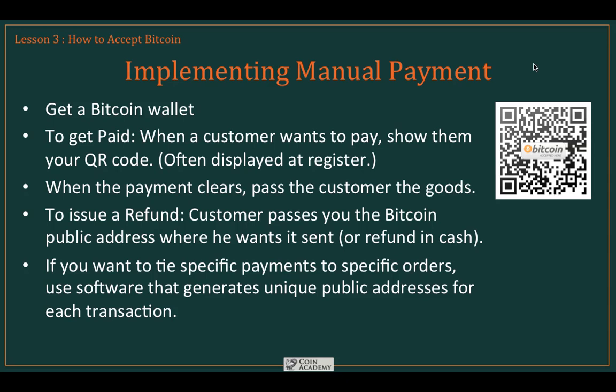Now, there's another thing you can do here that works very well. If you want to tie specific payments to specific orders, you can use software that generates unique public addresses for each transaction. You can actually pre-generate those if you want to save time. Just put them in a spreadsheet, pull them out, and use them as you need them. This works very well for online transactions, anytime you want to track a particular payment to a particular order.